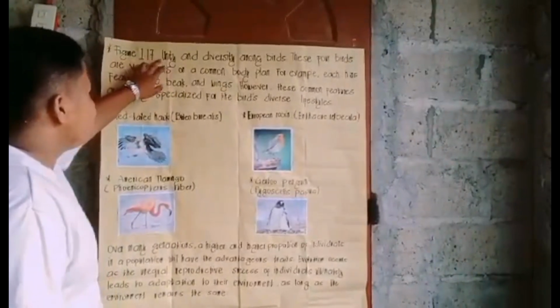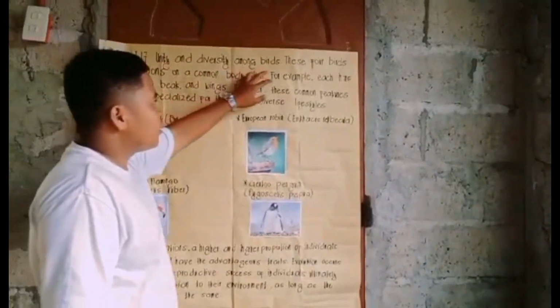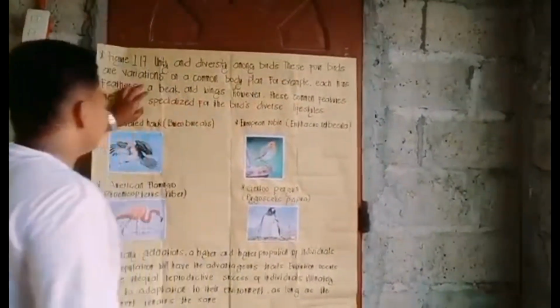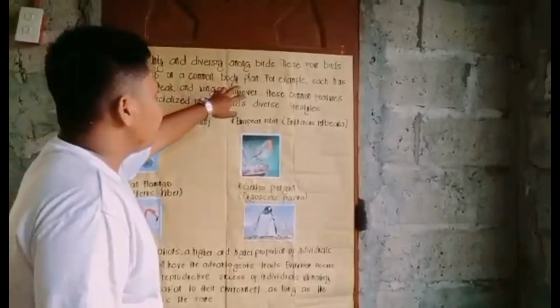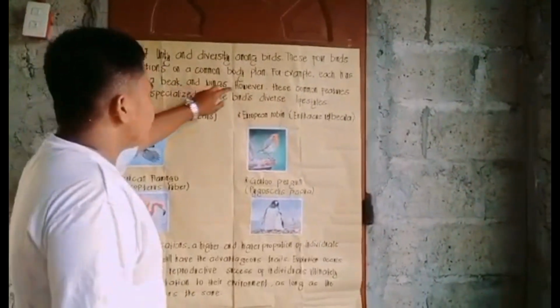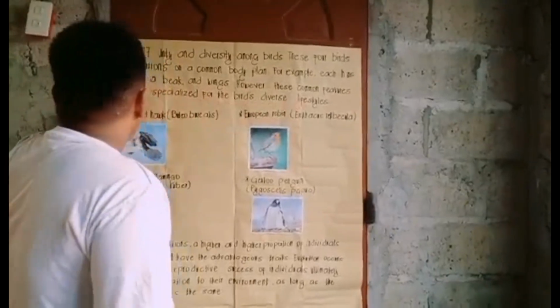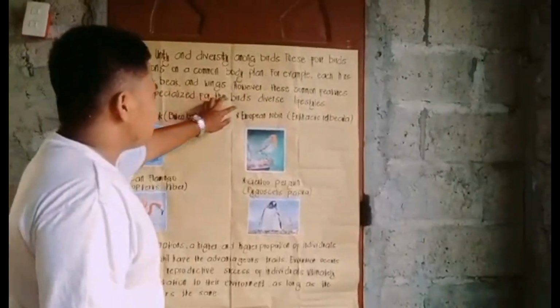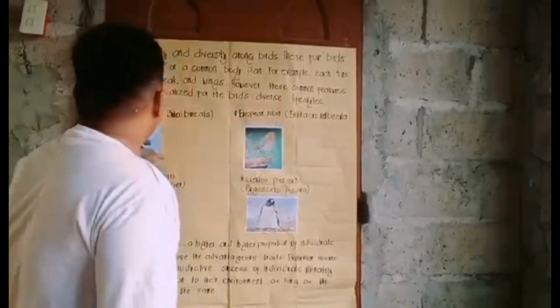Figure 1.8: unity and diversity among birds. These four birds are variations on a common body plan. For example, each has feathers, a beak, and wings. However, these common features are highly specialized for the birds' diverse lifestyles.